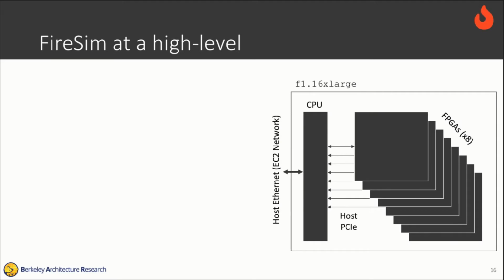Okay, so at a 10,000 foot level, the way we're going to map FireSim onto our host platform is shown on the right here. The host platform we're going to use for this example that I'm walking through is an F1 16xlarge instance on EC2. What this consists of basically is a beefy processor that you see on the left attached to 8 Xilinx UltraScale Plus FPGAs over PCIe.